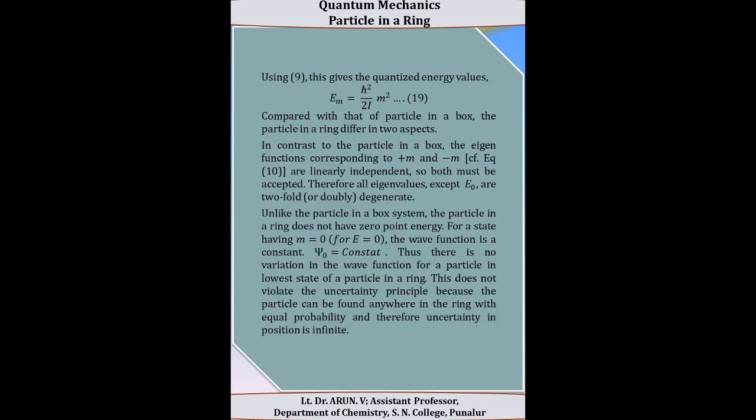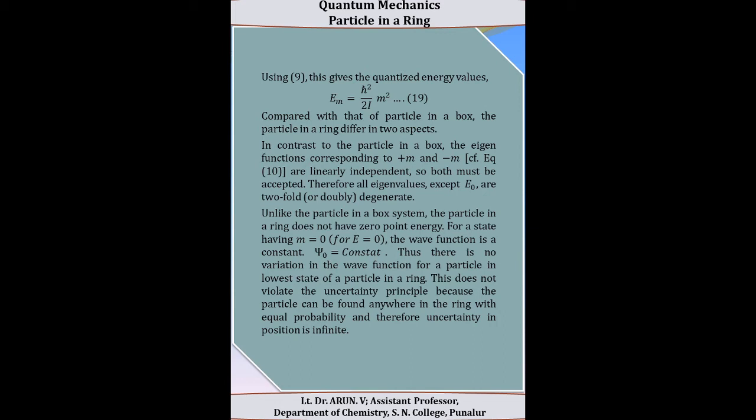And using equation 9 we can find the quantized energy values, that is, the energy eigenvalues of the particle in a ring, and it can be calculated by using the equation E_m equal to h cross square divided by 2I into m square. Compared with that of the particle in a box, the particle in a ring differs in two aspects in the case of the energy eigenvalues.